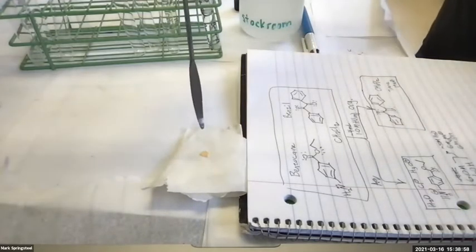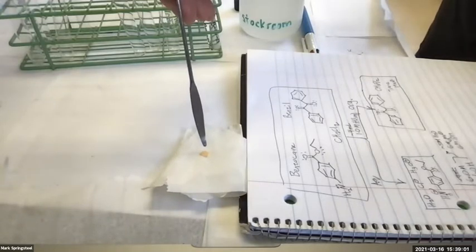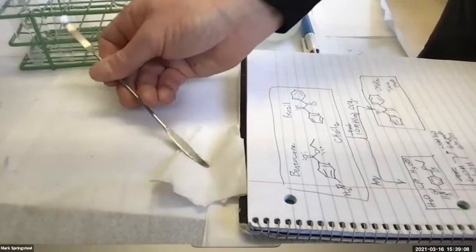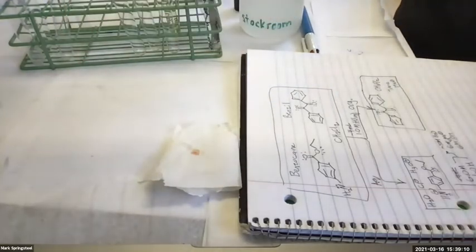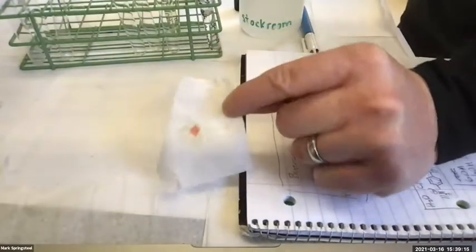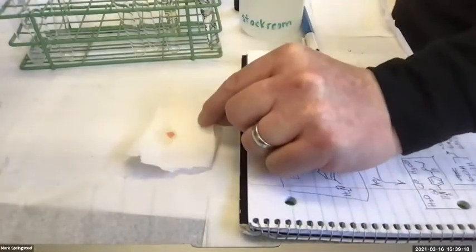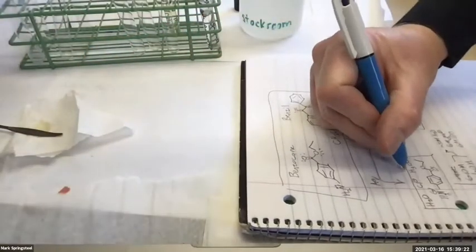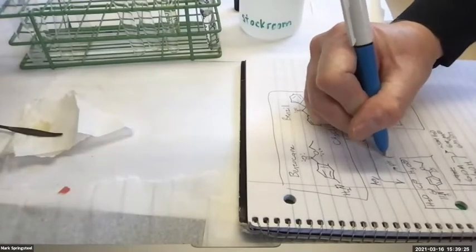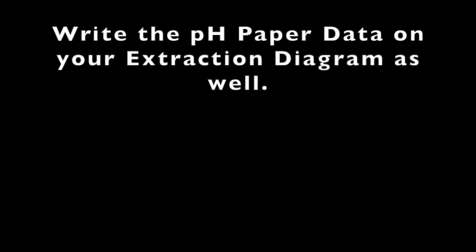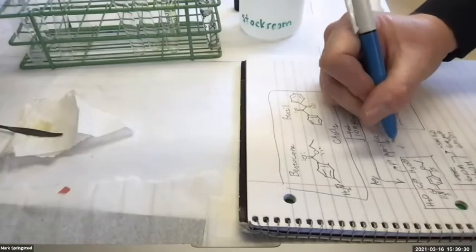Okay, and then I'll touch it to the pH paper, and if it's acidic, what color should it be? Reddish. There we go. It's acidic. Pink, right? Good. So I'll put that in my notes here: pH paper pink. That's a pH of about 2.